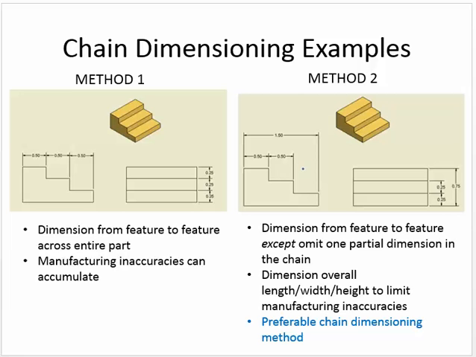Method 2 is they leave off one of those chain dimensions and they still give an overall length of it. Over here they're leaving off a third dimension so they can still give an overall length on it. So this is method 2, where they leave off one of the dimensions and give an overall length. The thing I want to point out to you down here is if you are going to chain dimension, method 2 is the preferable chain dimensioning method, where they leave off one of the chains and still give an overall length or an overall height, or it could be depth as well.